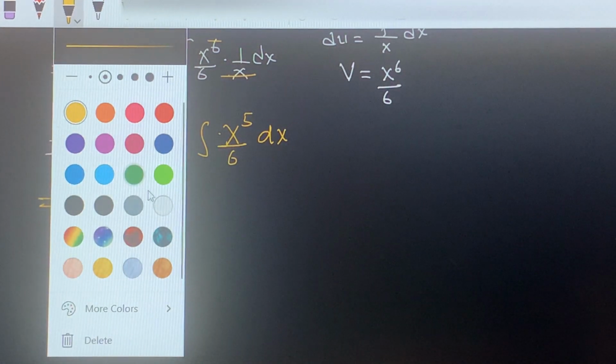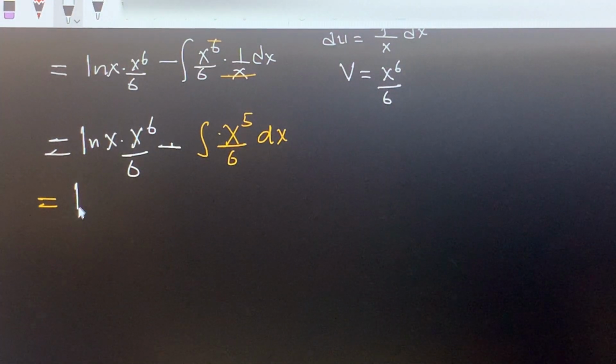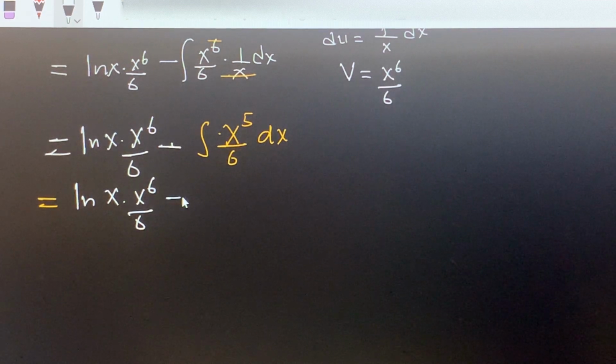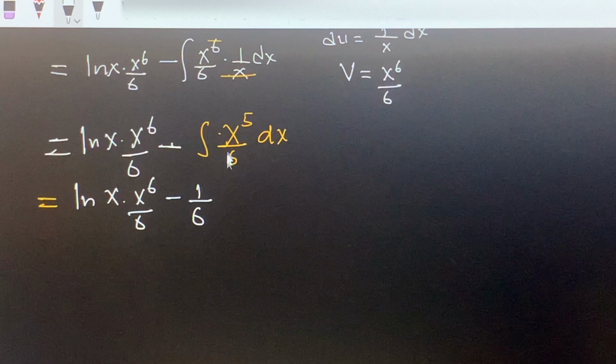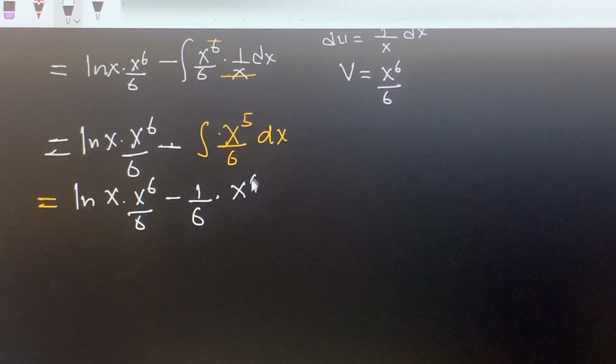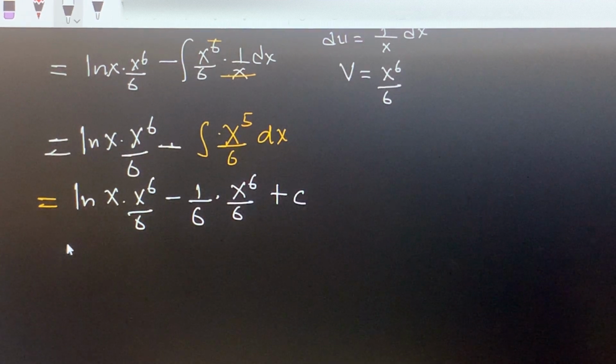The ln of x times x to the power of 6 over 6 minus, what is the integral of x to the power of 5 dx? Well, first I can bring this 1 over 6 outside, because this is 1 over 6 times the integral of x to the power of 5, which is going to be x to the power of 6 over 6 plus some constant. Now it's a matter of cleaning up.